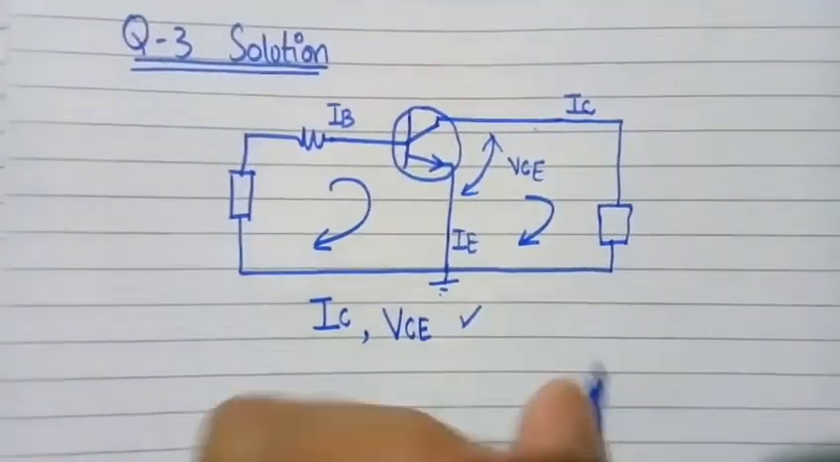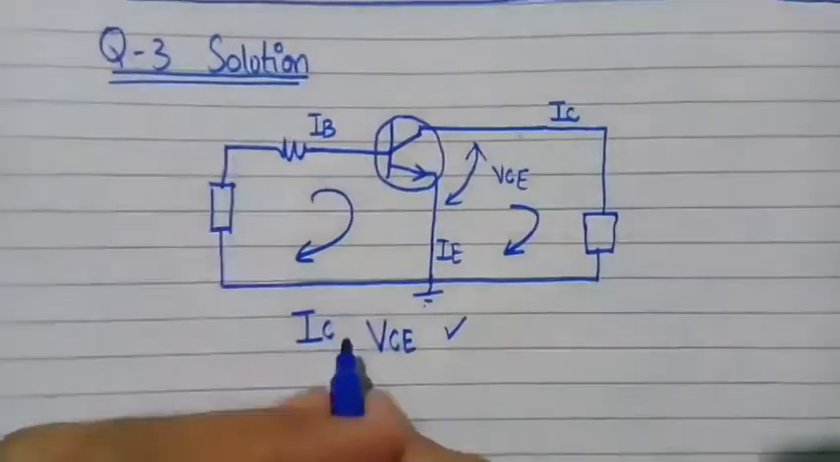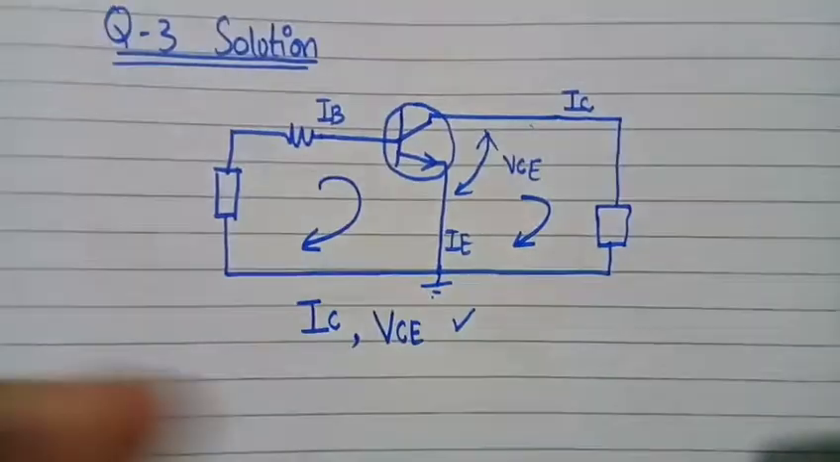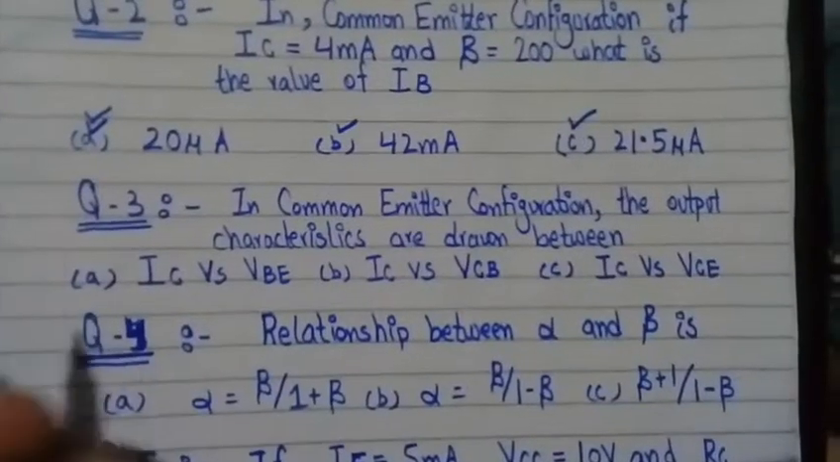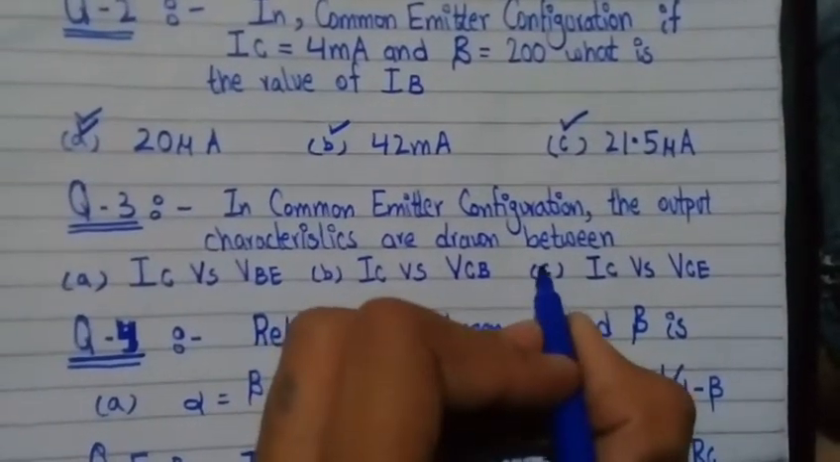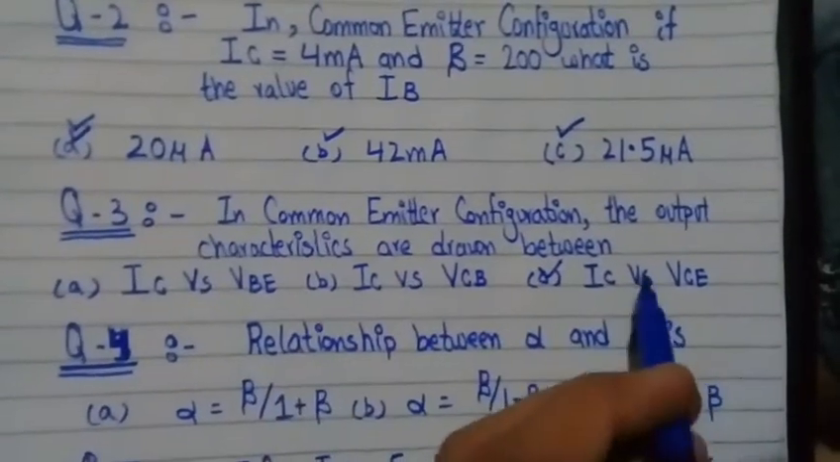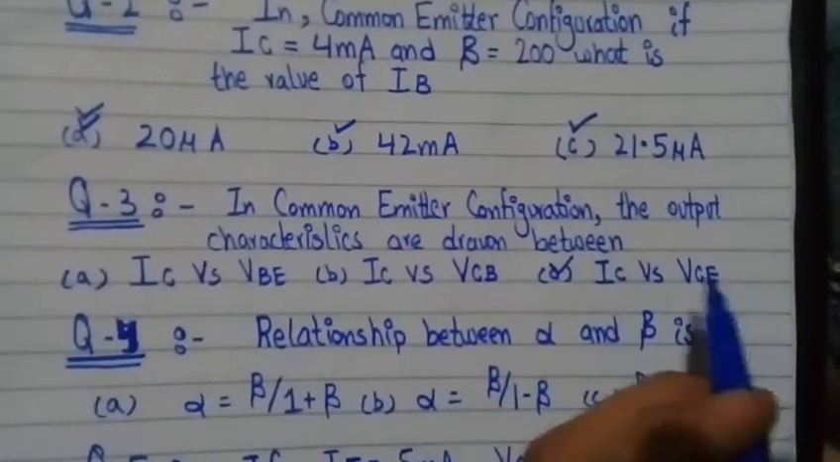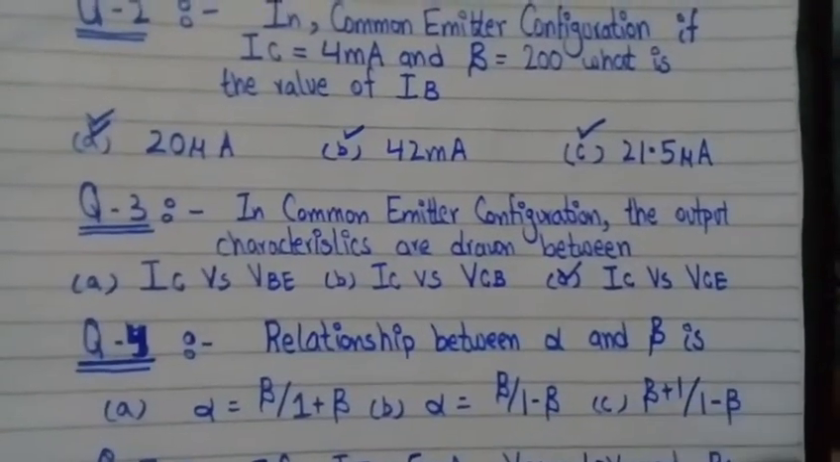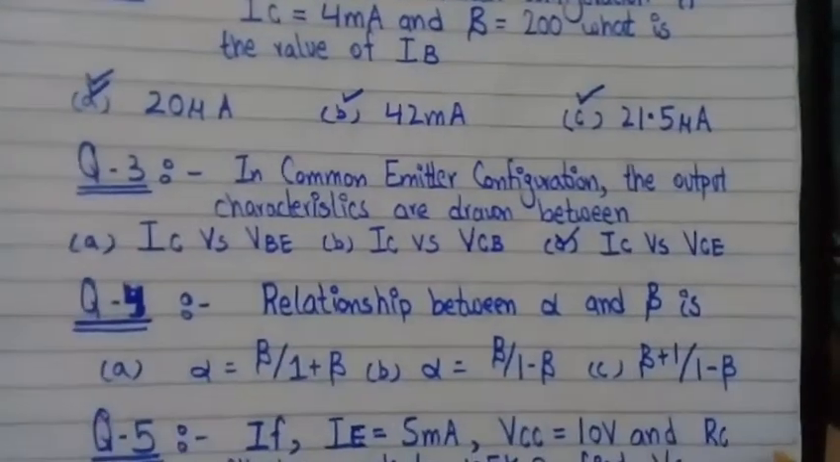So the answer is, the output characteristics are drawn between IC versus VCE. So the answer of question number 3 is part C. The output characteristics are drawn between IC versus VCE. So let's move to question number 4.